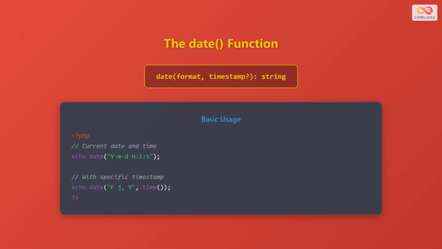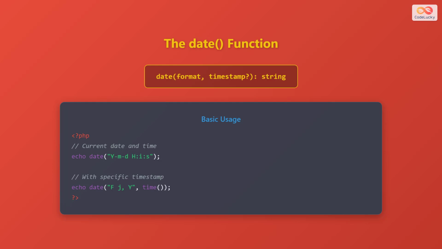Now let's explore the date function. This function takes a format string as its first argument and an optional timestamp as its second argument. It returns a string representing the formatted date and time. If no timestamp is provided, it uses the current time.